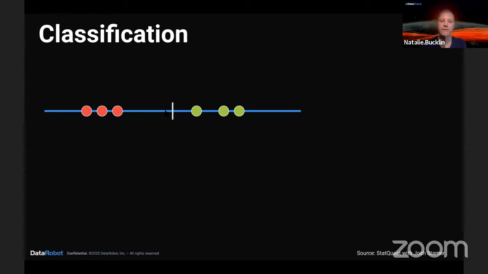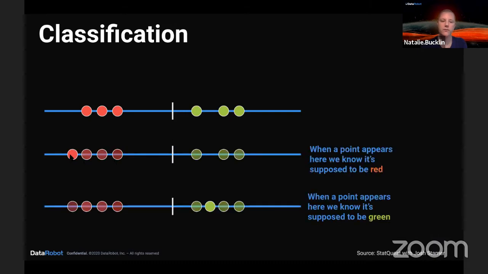So we have this line here, and we have points that are green to the right, and we have points that are red to the left. When a new point appears on our line, so when we have a point over here to the left, we know that this is supposed to be a red point. And when a new point appears over here to the right, we know that this point is supposed to be green.